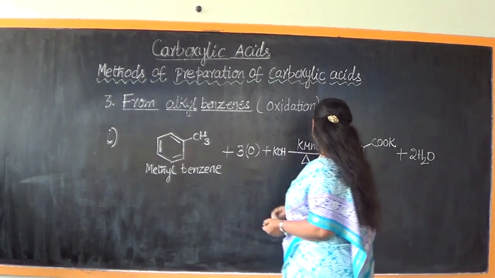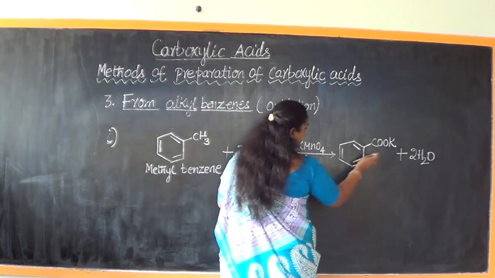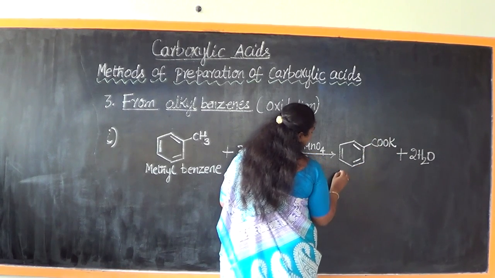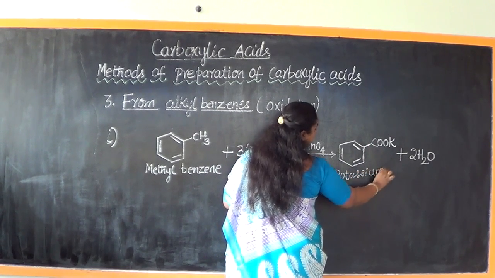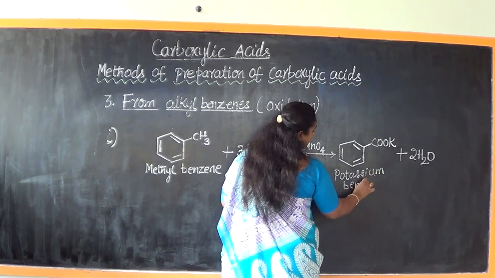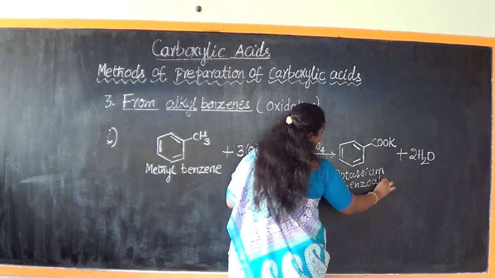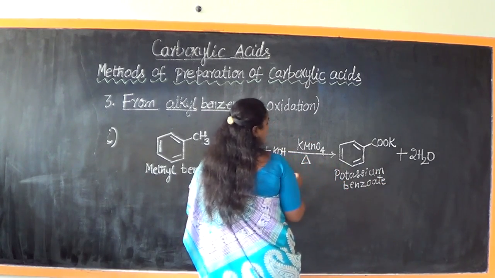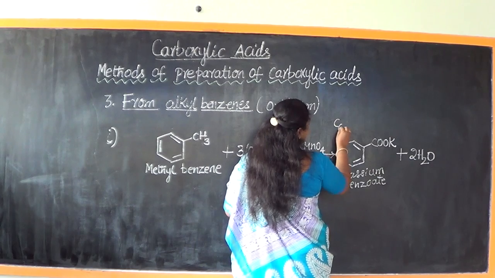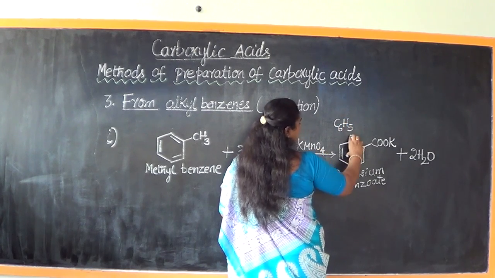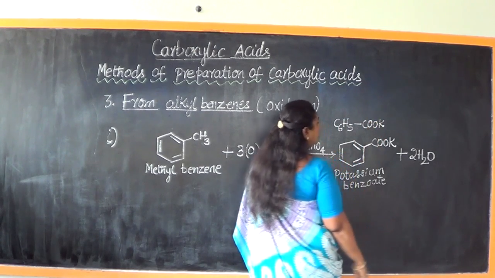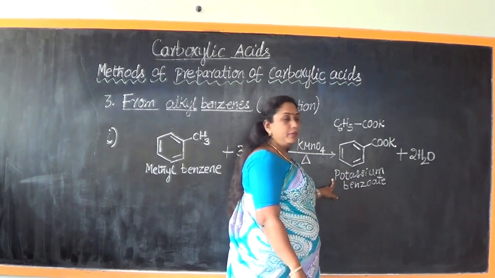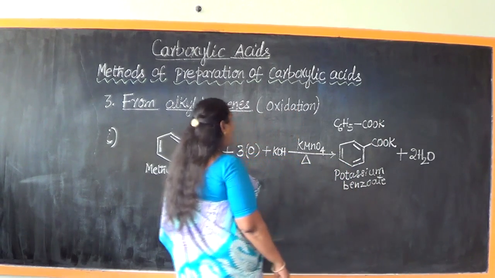So what is the name of this compound that we have obtained? Potassium benzoate. This is a salt. What is the formula for this? Molecular formula? C6H5 for this, and then COOK. This is the molecular formula of potassium benzoate. Now further what happens?